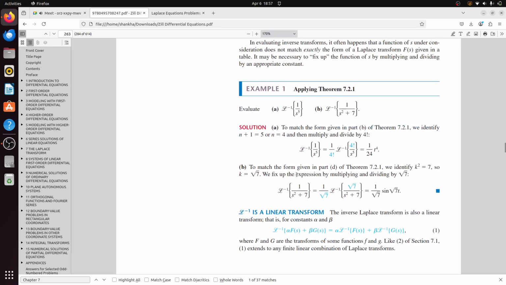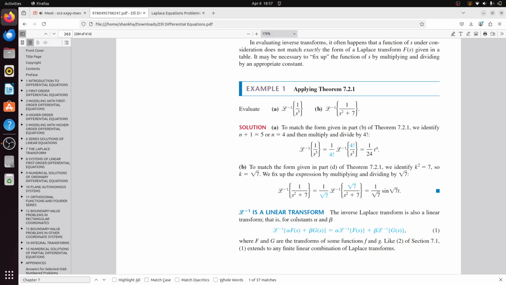To match the form given in D, inverse Laplace of 1 by s square plus 7, you just multiply with root 7. So that will be root 7 by s square plus root 7 whole square. So that will be 1 by root 7 sine root 7t.